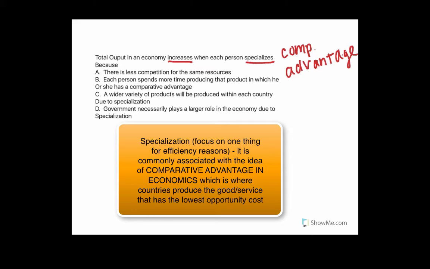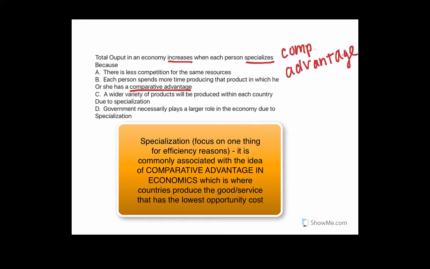So let's look at our answers. A, there is less competition for the same resources. Well, no, we're not talking about competition. B, each person spends more time producing that product in which he or she has a comparative advantage. Well, that seems pretty close to what we were discussing earlier. Let's go ahead and read the rest of the answers.